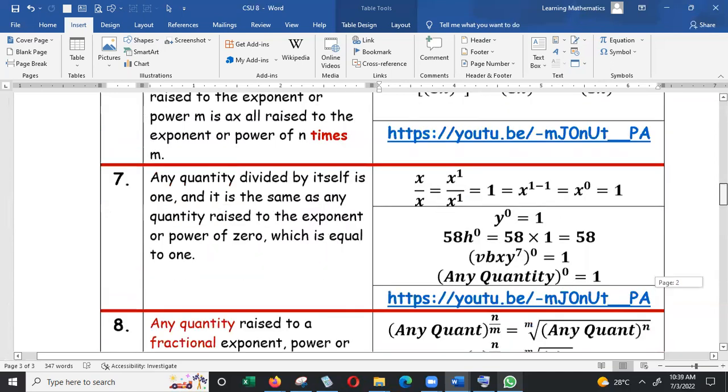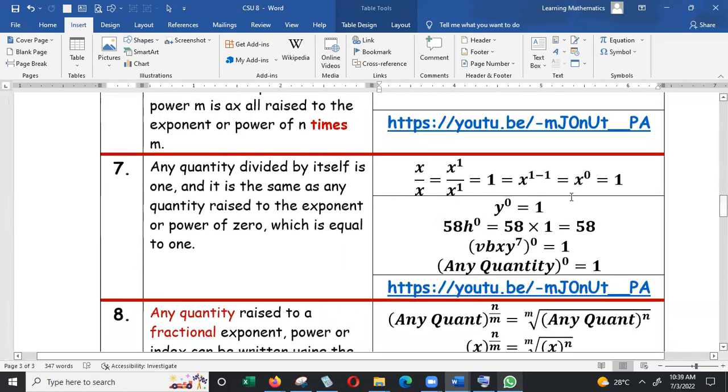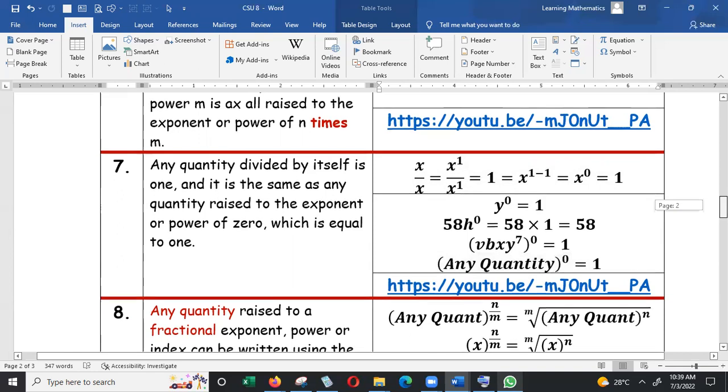Okay, so the same way we are saying that x to the 0 is equal to 1, 1 is also x to the 0. Here it is, 1 is x to the 0. Any quantity raised to the 0 is equal to 1. 1 is equal to any quantity raised to the power of 0.